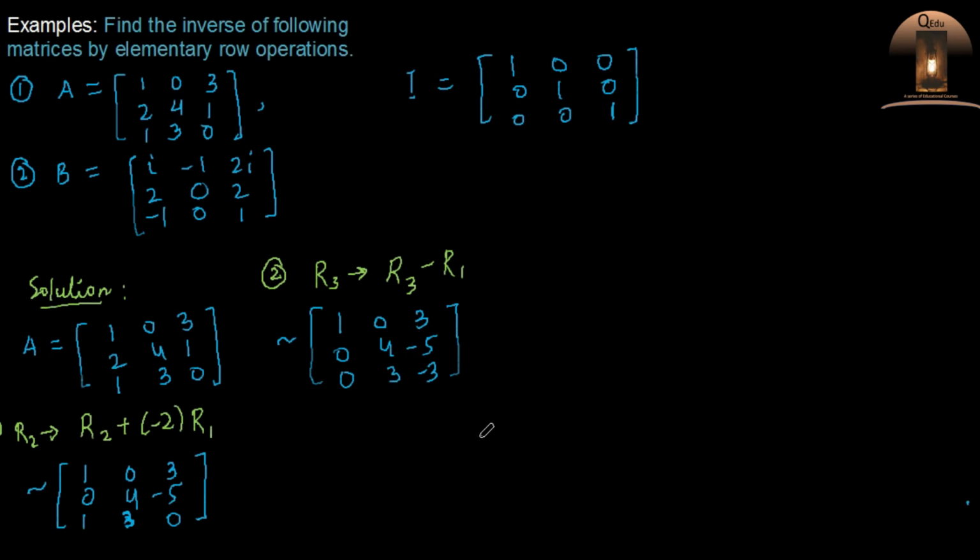I will apply the operation simply R2 minus R3. So when you apply this operation R2 minus R3, the elements in the first row will be same. In the second row we will have 0, because 0 minus 0 will be same, and then 4 minus 3 will be equal to 1, and then minus 5 minus into minus 3 will be equal to plus 3, so 5 minus 5 plus 3 will be equal to minus 2, and then the third row will be same.